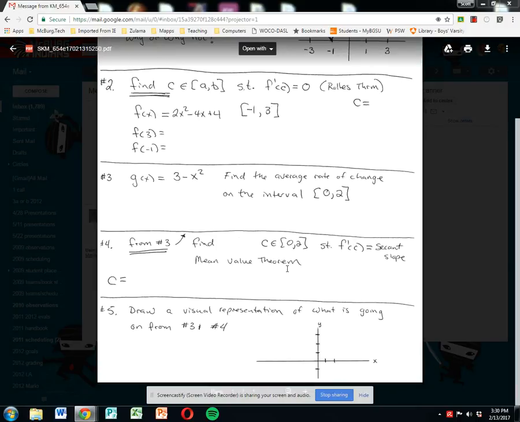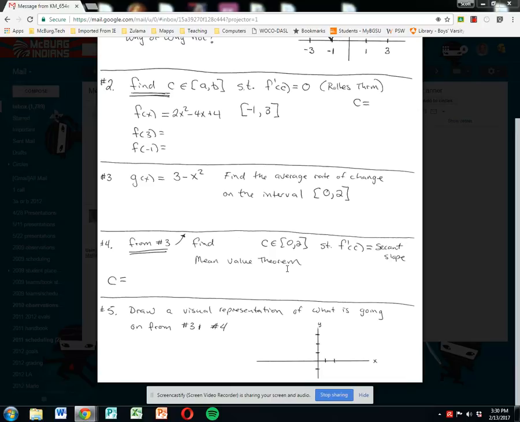Okay, this is the mean value theorem. Basically, it says somewhere on the curve, the average rate of change and the instantaneous rate of change are going to be the same somewhere in this interval. So find a c in this interval such that those two values are the same.